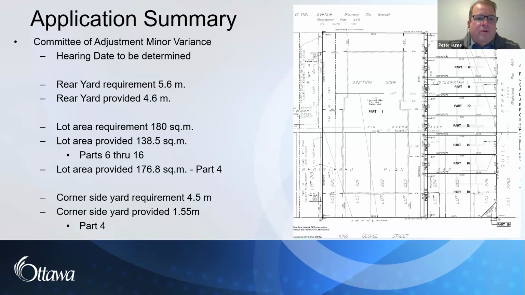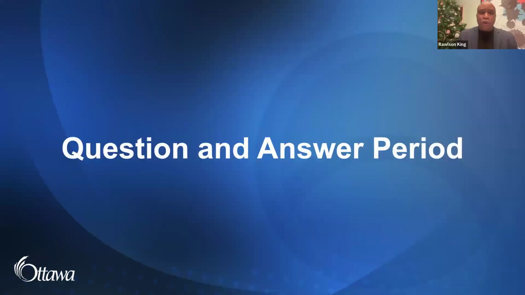So those, I think, are the applications that we're going to be required to make. Heritage, which we're going to next week, and once we get through that hurdle, we'll be looking to finalize and submit our consent application and our minor variance application. So back to you, Allison.